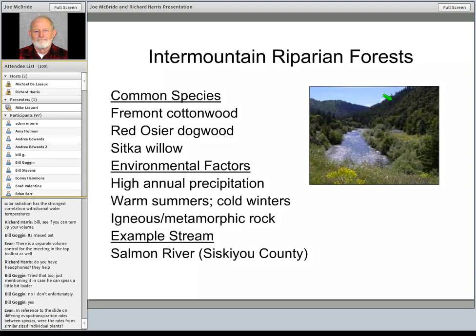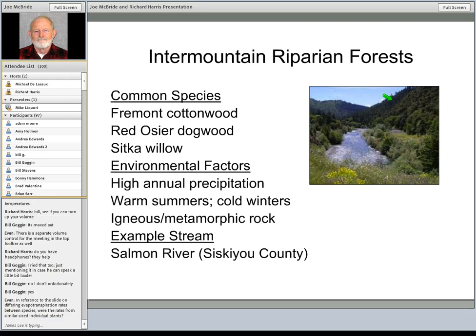The intermountain riparian forests occur between... Joe, just tell me when to advance, and I'll do the advancing for you, okay? Okay, thank you.